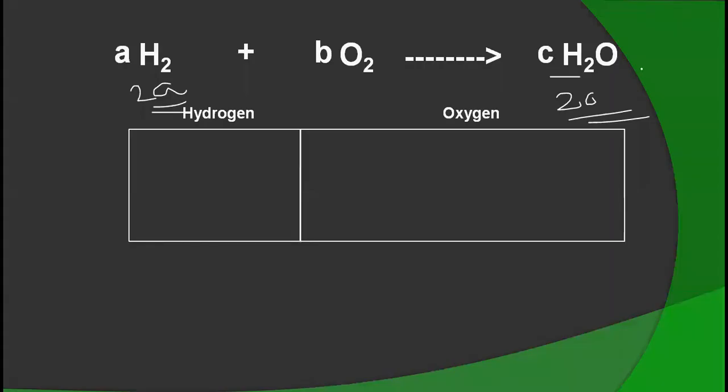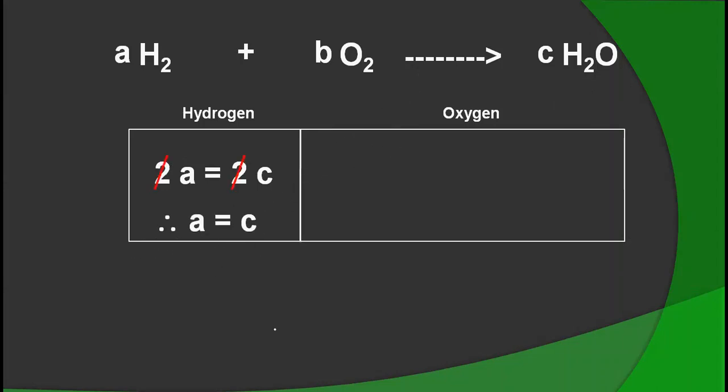So 2A equals 2C. Cancelling 2 on either side, dividing both sides by 2, the 2 gets cancelled. So hence I get A equals C. Successfully, I have found an expression for C in terms of A. So instead of C, I can use A.